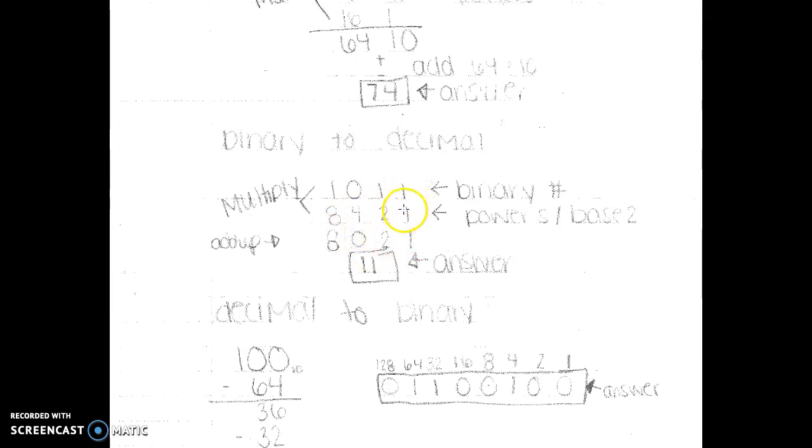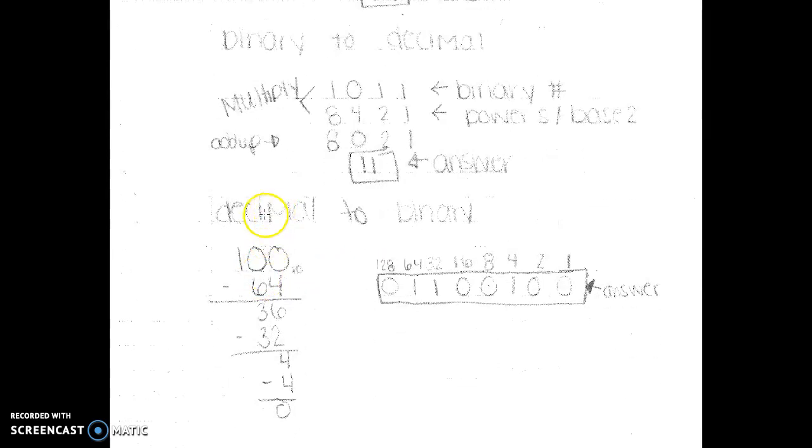So 1 times 1 gives me 1. 1 times 2 gives me 2. 0 times 4 gives me 0. 1 times 8 gives me 8. These numbers here, I add them up. 8, 9, 10, 11. 11 is my answer. So the binary number 1011 is equal to the decimal number 11.